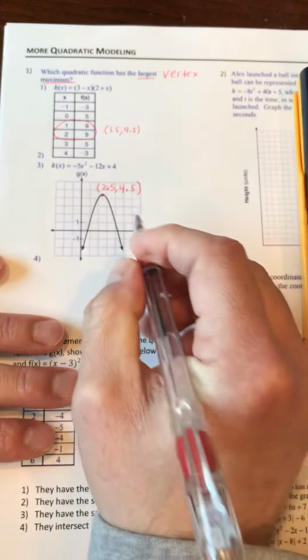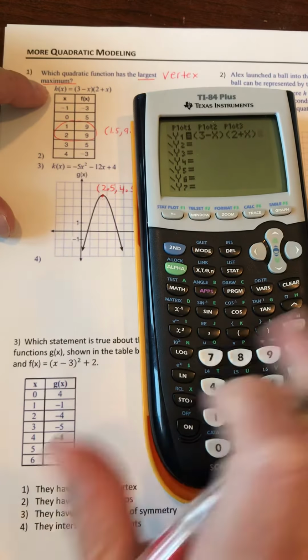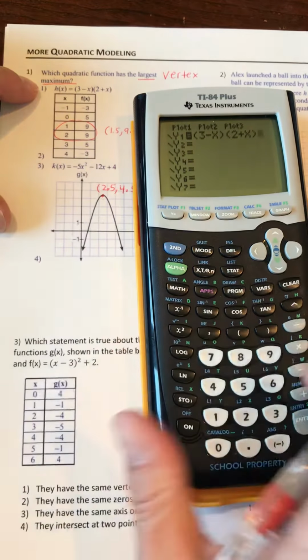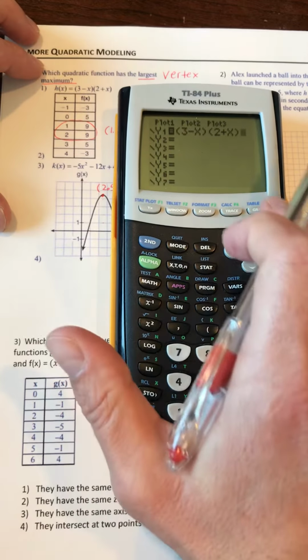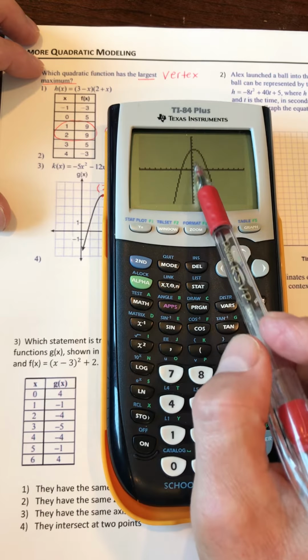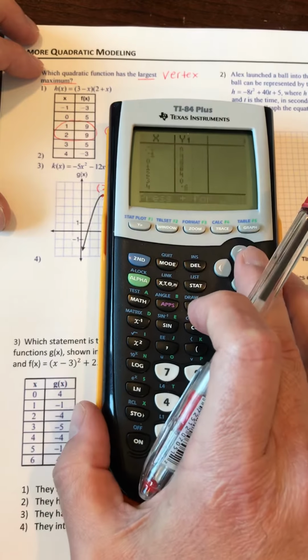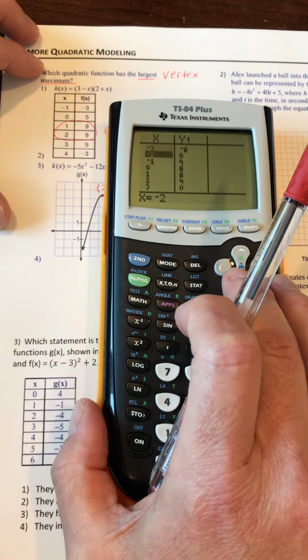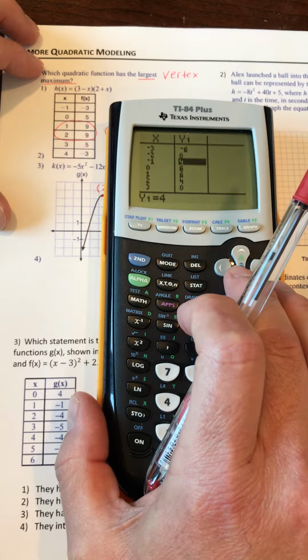The other ones we're going to have to plug into the calculator to graph. So number 1, I plug in 3 minus x, 2 plus x. Remember, when they say h of x, that's really y. And then I plug in the equation exactly the way they show it. First, you want to look at the graph, get a feel for what it looks like. You can see that the turning point is just to the right of 0. So I go to my table. You may need to scroll up and down, but you should see that the turning point's in here.